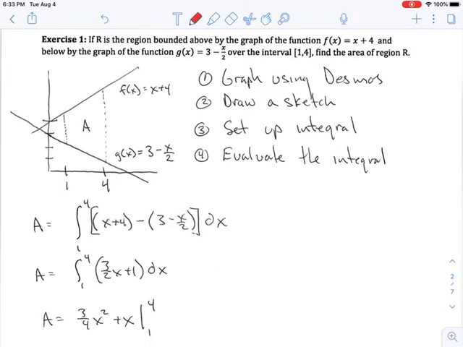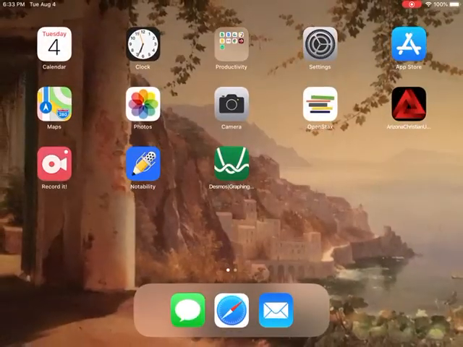If R is the region bounded above by the graph of the function f of x equals x plus 4 and below by the graph of the function g of x equals 3 minus 1/2 x over the interval from 1 to 4, find the area of region R. So the first thing I like to do is go to Desmos and graph this in Desmos. And so that's what I am going to do now.